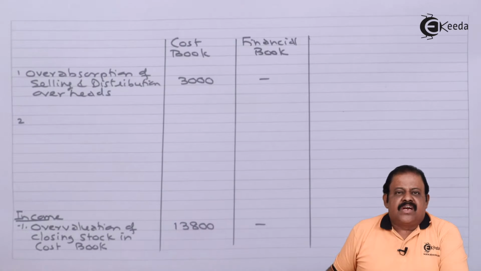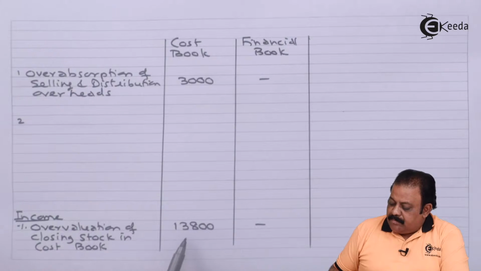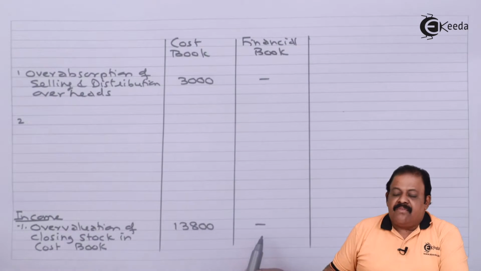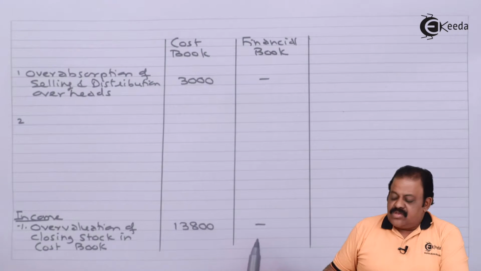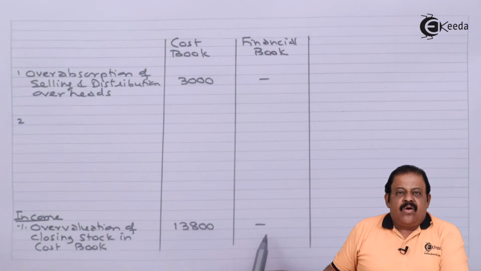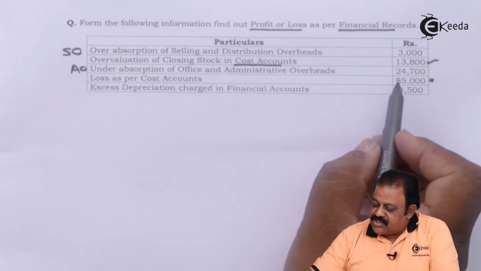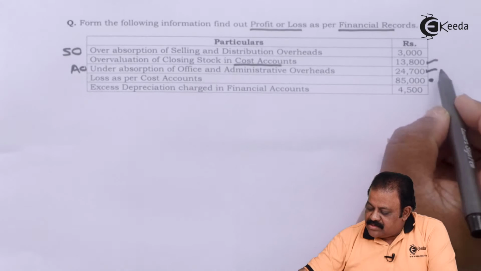So we put this figure 13,800 in cost book column. In financial column it will be nil. That means whatever is the amount of closing stock of finished goods in financial book, we have taken 13,800 more in cost book. Under absorption of office and administration overheads 24,700.